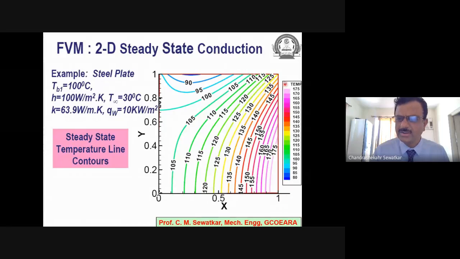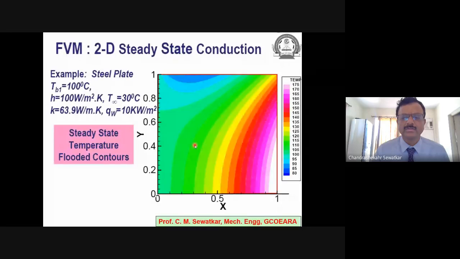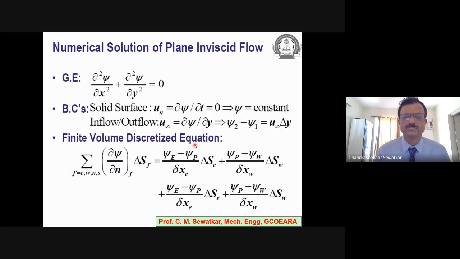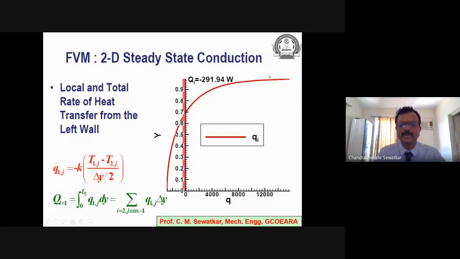So essentially what I can ensure through this is that the finite volume methodology which I have studied so far is working well. Here these are the flooded contours. Here again I can do the same thing. I can calculate the local heat flux and the total heat transfer for the given situation. So thus we come to the end of the steady state heat conduction problem.